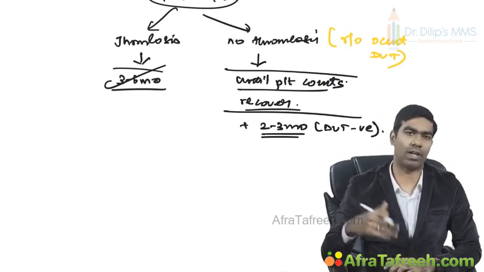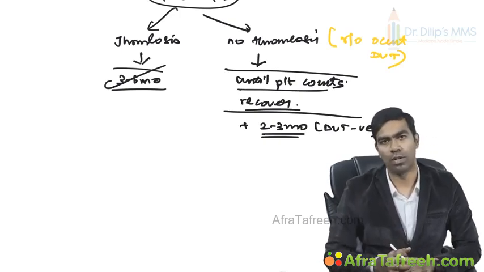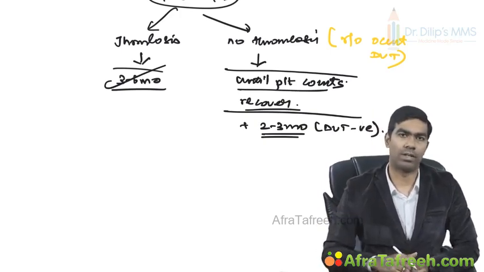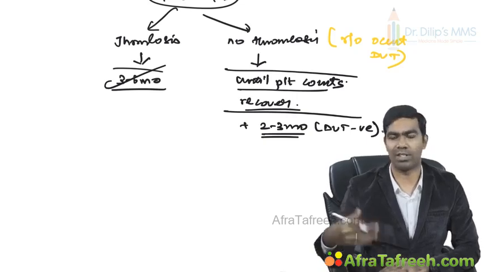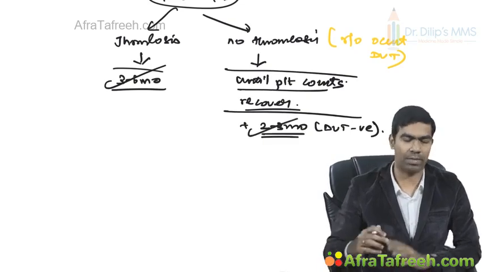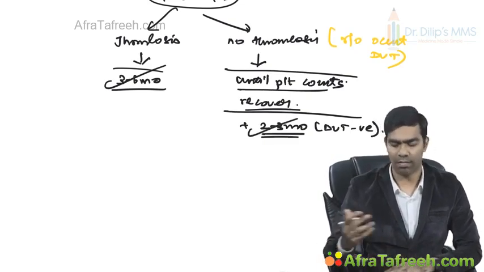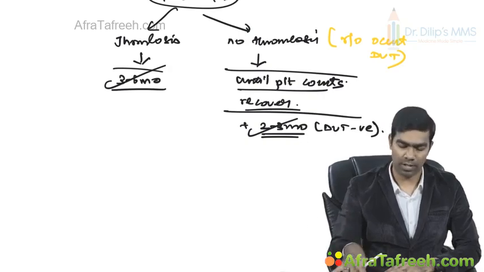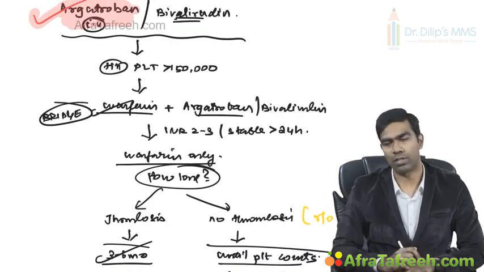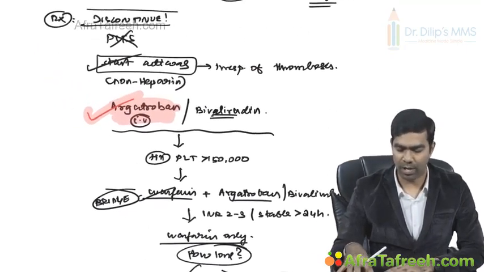Plus, as a consolidation therapy, you have to give for 2 to 3 months because there is a risk of thrombosis even after, maybe, 1 or 2 months. There are a lot of trials which have proven that the patient gets thrombosis after 1 or 2 months also. So that is the reason we consolidate with 2 or 3 months of warfarin therapy after that. So this is how you give. Clear? This is again a very, very important thing to understand. So this is how you treat heparin-induced thrombocytopenia.